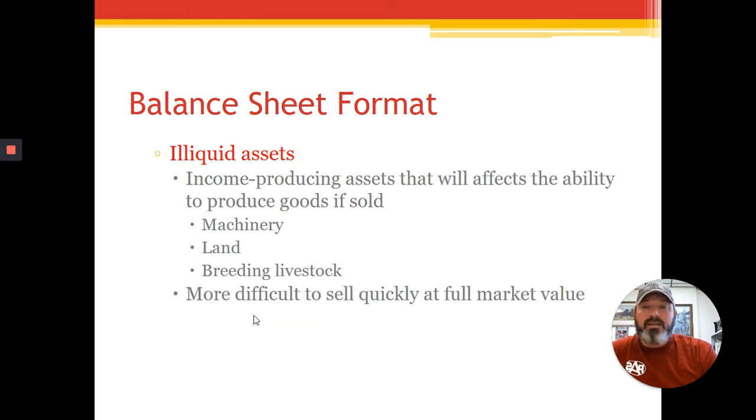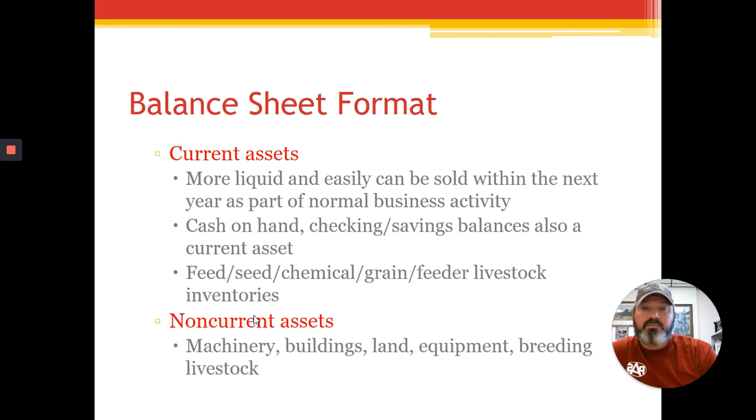But we also have illiquid assets. I mentioned that planter. You could sell the planter and generate cash, but it's going to disrupt your normal flow of business when planting has to be done. And then you would have to come up with another planter or a way to get things done. That's what we call an illiquid asset. So it's much more difficult to sell at full market value quickly, or it's definitely going to interrupt the normal flow of business. So those are illiquid assets. So you can break those down even further.